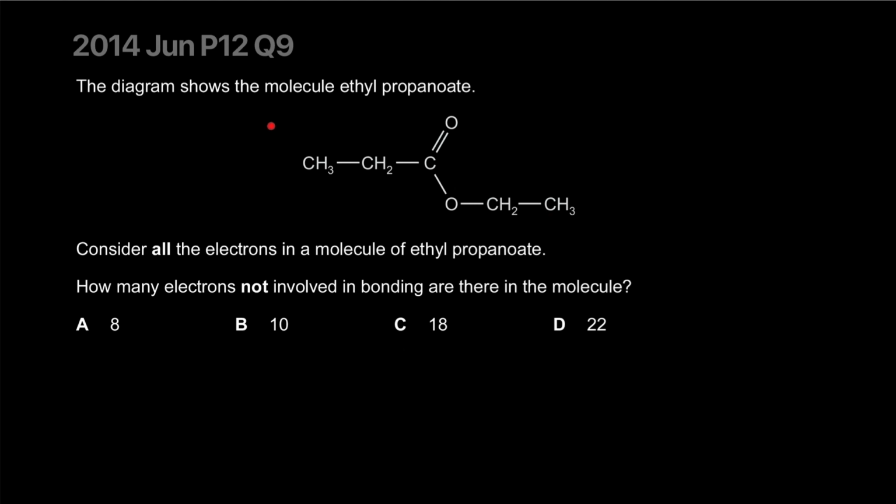The diagram shows the molecule ethyl propanoate, right? Consider all the electrons in ethyl propanoate. How many electrons not involved in the bonding are there in the molecule? So how many electrons are not involved in bonding?